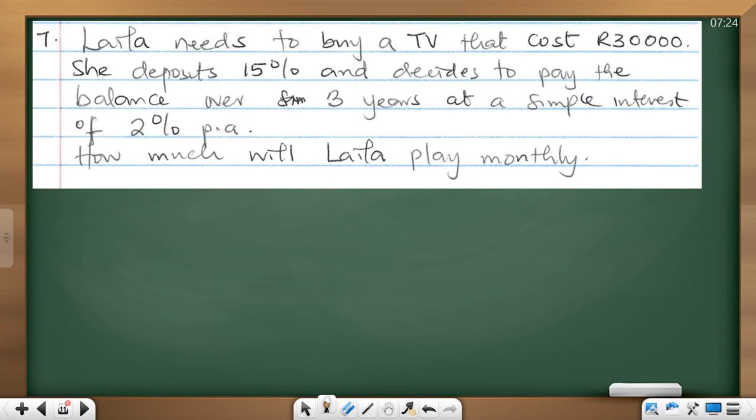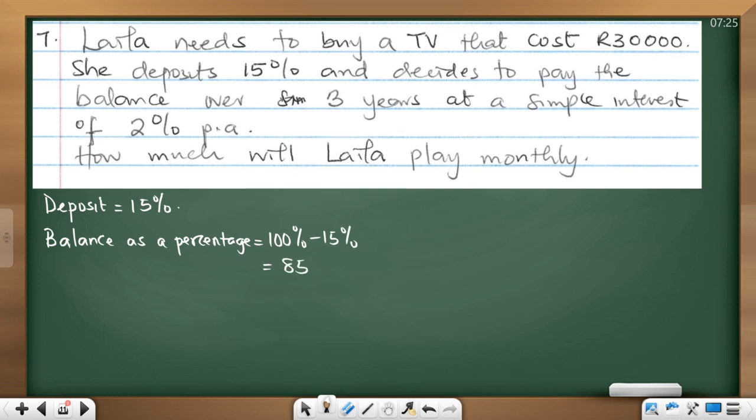Layla needs to buy a TV that costs 30,000. She deposits 15%. Let's quickly write that information down. Our deposit is 15%, and she decides to pay the balance. What is the balance as a percentage? 100% minus 15%, and that will be 85%. And our time is over a period of 3 years. The rate is 2% per annum. How much will Layla pay monthly?